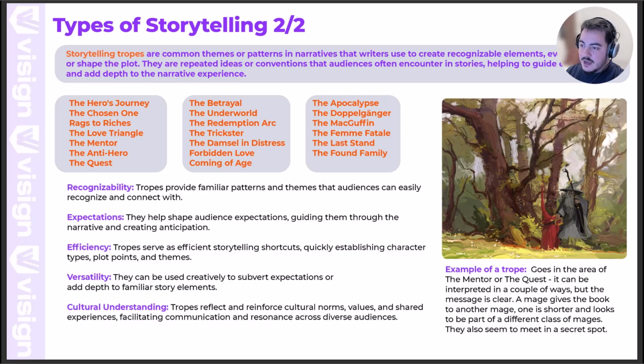And of course, here we have different types of tropes. The hero's journey is basically a general trope. It has multiple components around it, but it's a general trope. The chosen one, you've got Matrix, for example. He is the chosen one, right? Rags to riches, you have a lot of tales, like Lady and the Tramp, for example. It's a rags to riches story from Disney.